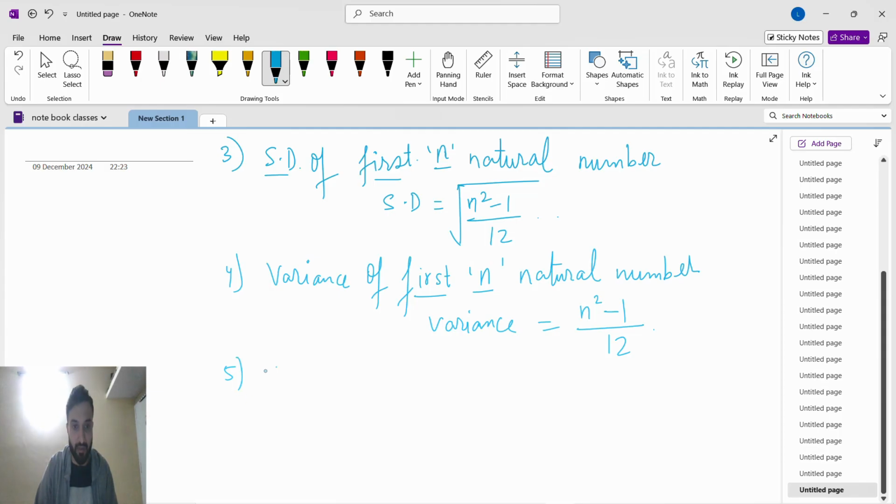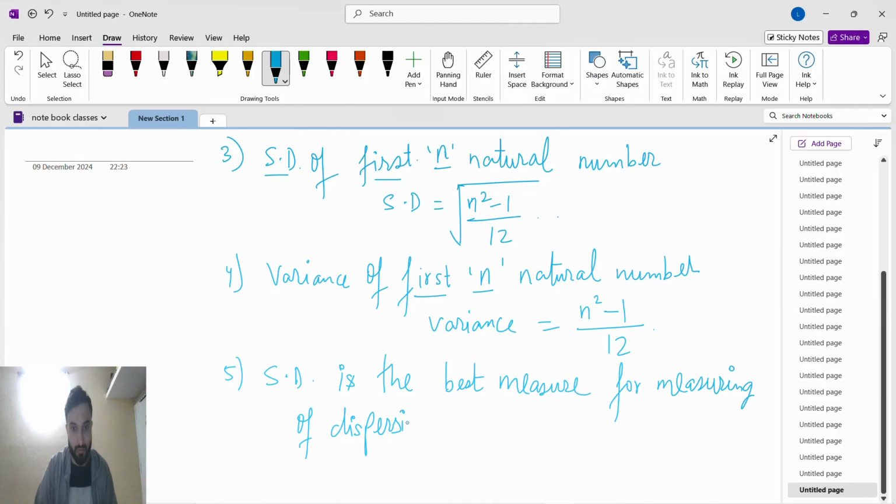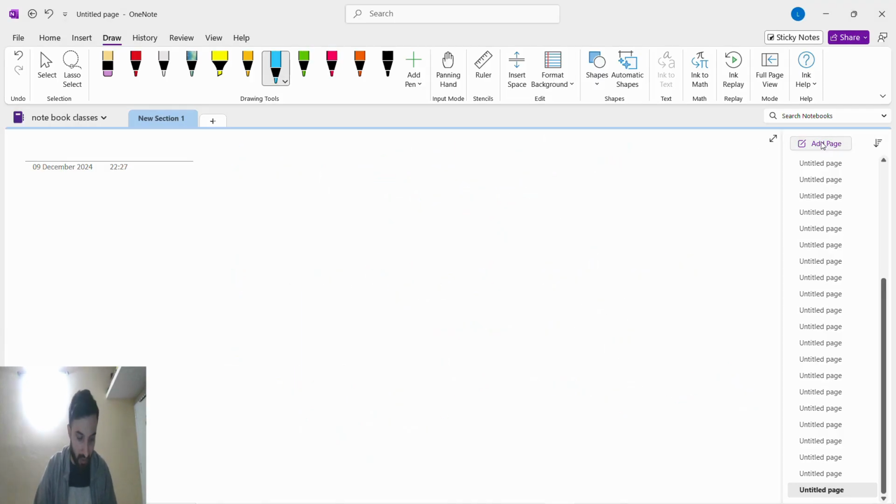Now standard deviation is the best measure for measuring dispersion. Okay, and the last and the very important properties, then we'll start with the problems.